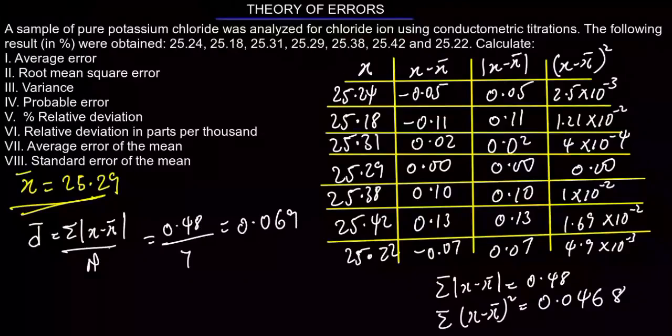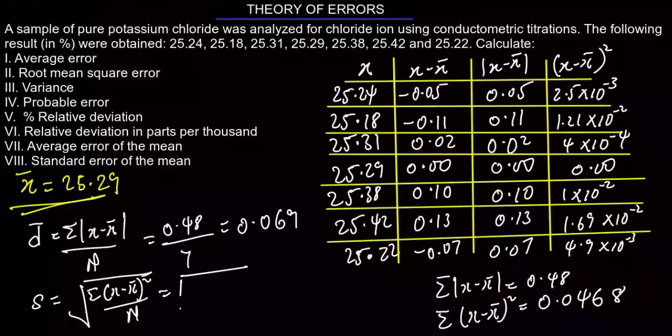Now, after getting this, the next thing is that we want to get the root mean square error. What is the root mean square error? That is the standard deviation. Don't forget, root mean square error is the standard deviation. And what is that? Square root of summation x minus x bar square all over n.